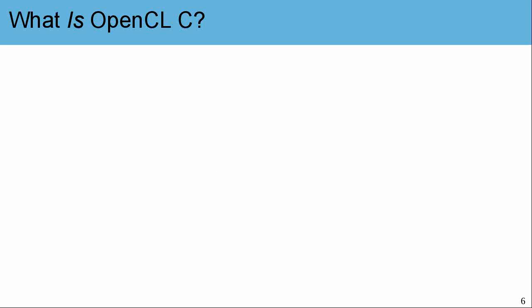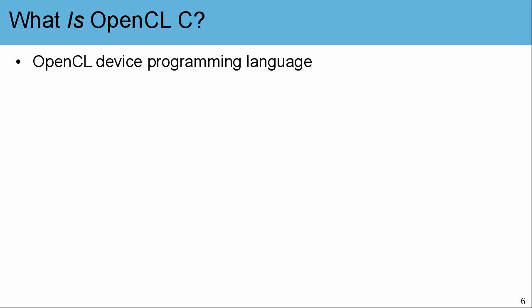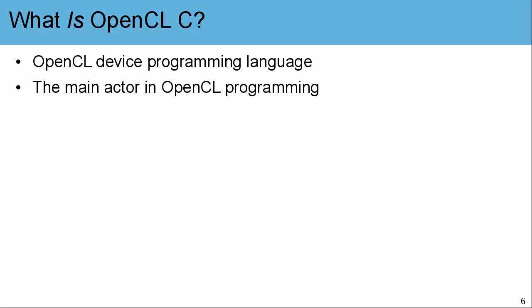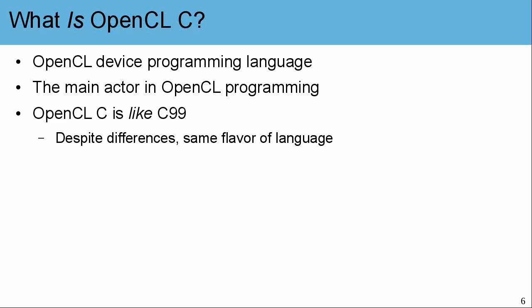So what is OpenCL C? What's it all about? First thing, it's an OpenCL device programming language. So in the previous talk, which you should have watched before you watch this one, I outlined that OpenCL has this abstraction of a device, and OpenCL C is a modification of the C programming language to actually target these devices. It's the main actor in OpenCL programming. You're going to spend most of your time working with OpenCL C, for better or for worse. OpenCL C is like C99, and despite a few differences, it's the same flavor of language. You'll be quite at home if you like C programming here.